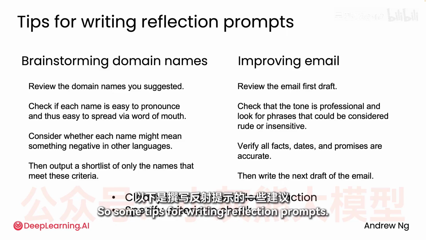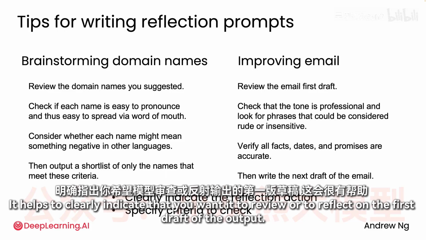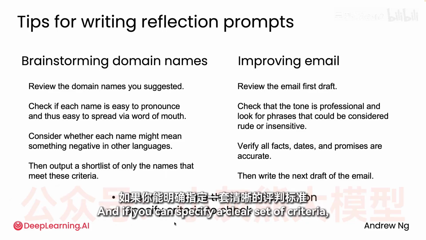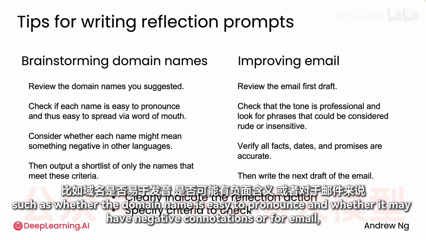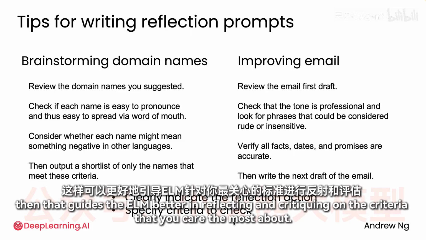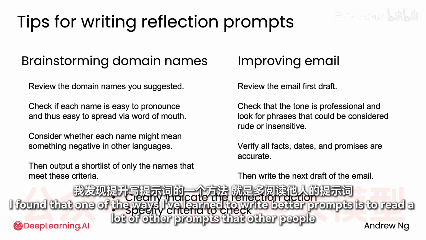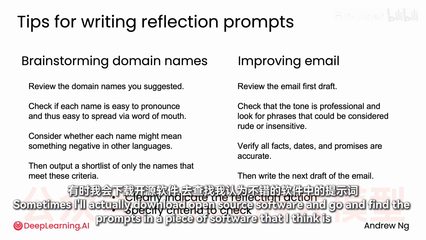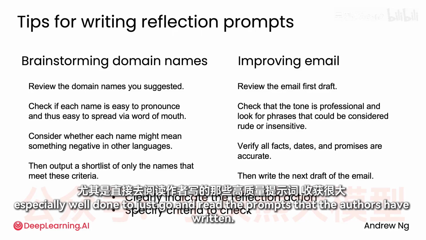So some tips for writing reflection prompts: it helps to clearly indicate that you want it to review or to reflect on the first draft of the output. And if you can specify a clear set of criteria, such as whether the domain name is easy to pronounce and whether it may have negative connotations, or for email, check the tone and verify the facts, then that guides the LM better in reflecting and critiquing on the criteria that you care the most about. I found that one of the ways I've learned to write better prompts is to read a lot of other prompts that other people have written. Sometimes I'll actually download open source software and go and find the prompts in a piece of software that I think is especially well done, to just go and read the prompts that the authors had written.